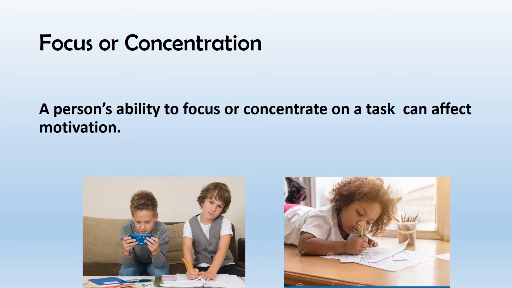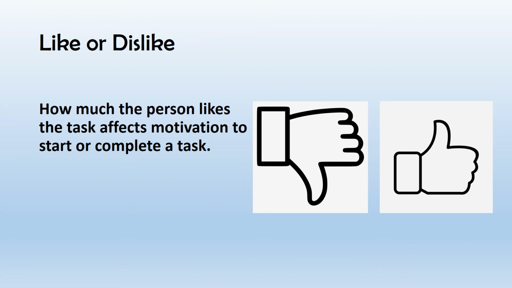A task will be more difficult to complete if a person is struggling to focus or concentrate on that task. Distractions in the environment, such as the TV, telephone, or radio, can make focusing difficult, and that can reduce motivation. How much we like or dislike a task will also affect our motivation. We may find it very difficult to get started on that task or remain on that task in order to finish it if we really dislike it.